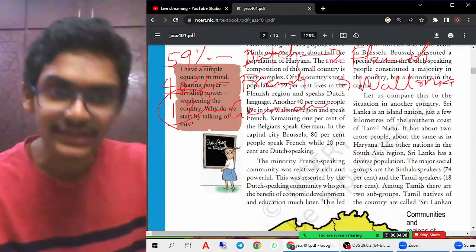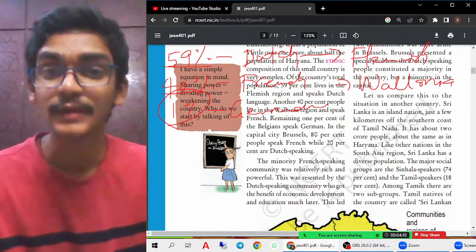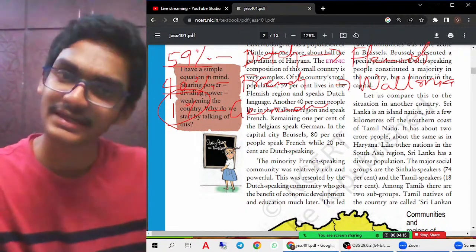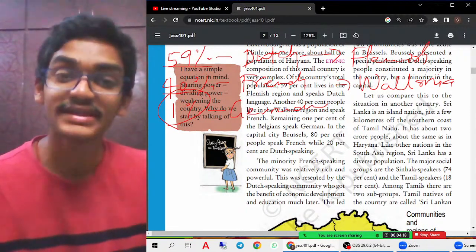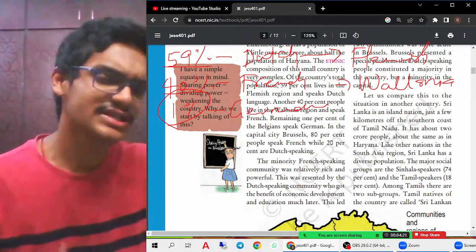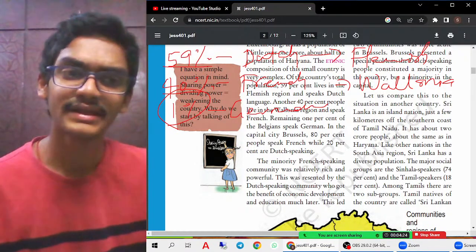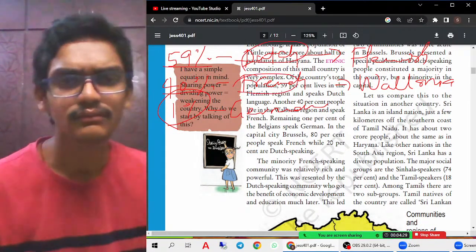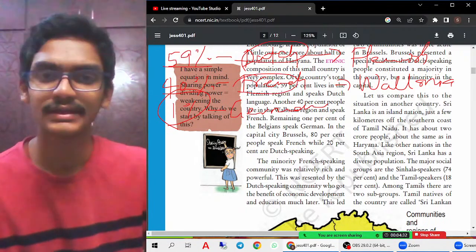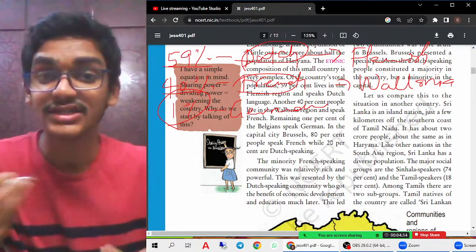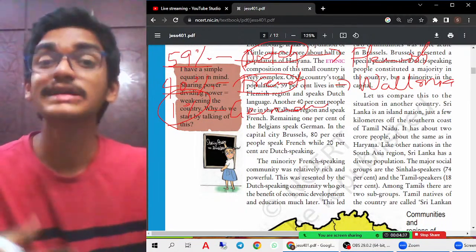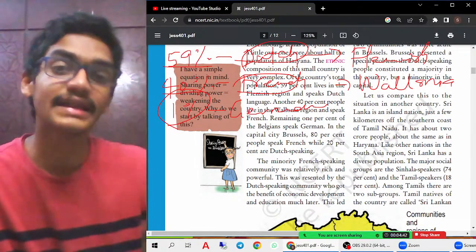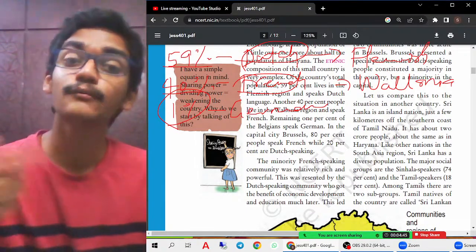Among these two groups, the French people got education and more power and economic development before the Dutch people, so they started to show their dominance. Let us see what happened. The Dutch are the majority, while the French are not equal to the Dutch, they are a minority. But though they were a minority, they got education and economic development much earlier than the Dutch, and therefore they became more powerful.